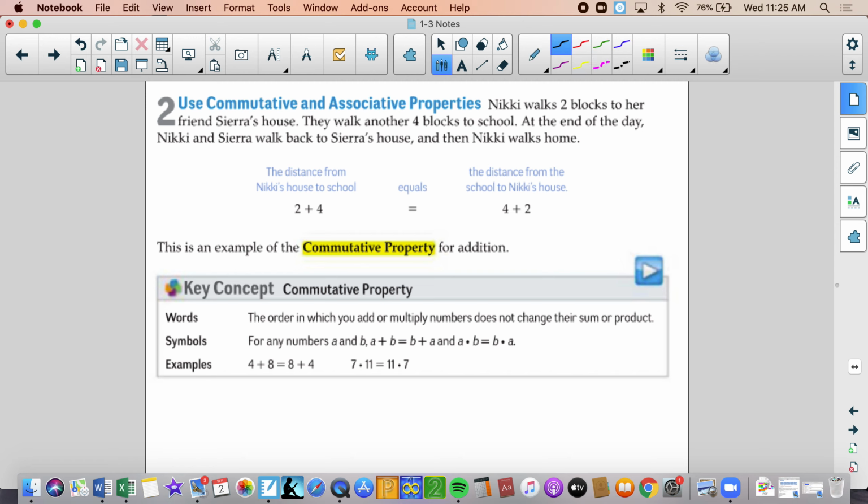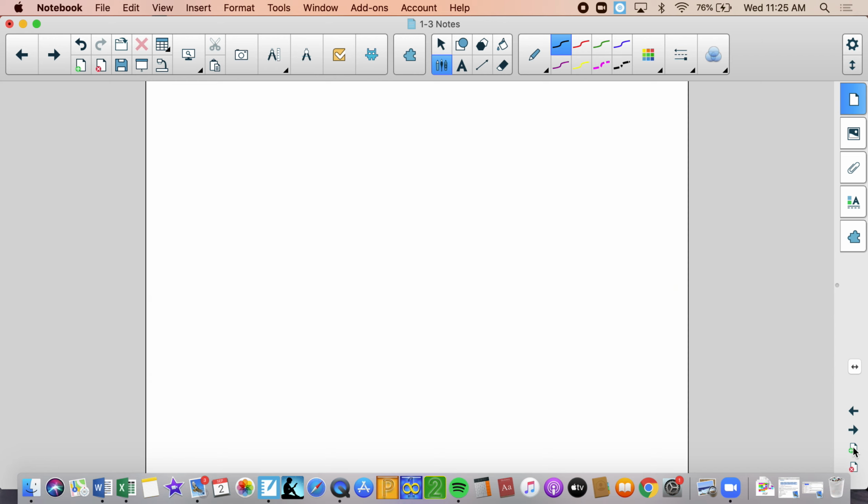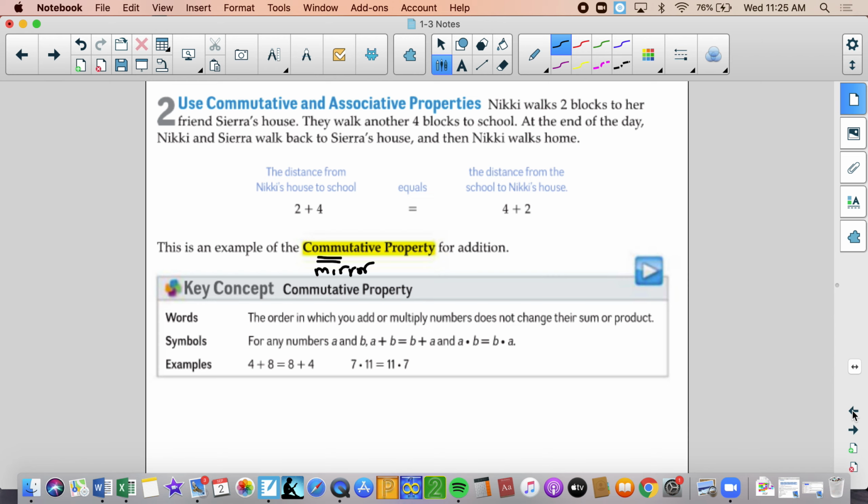And I always teach the commutative property, the 2 M's remind me of the word mirror. Because if we mirror 2 plus 4, what would we get? 4 plus 2.